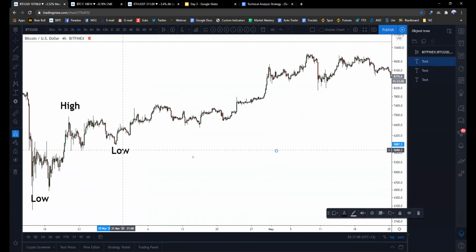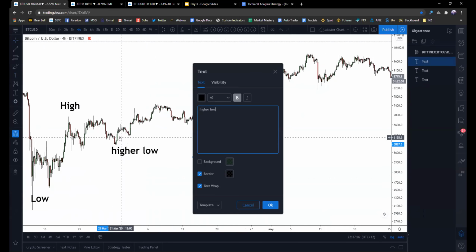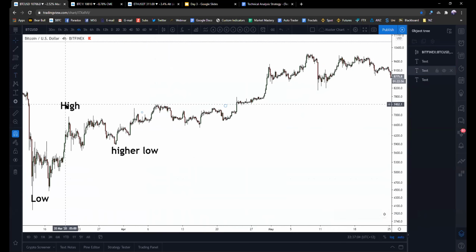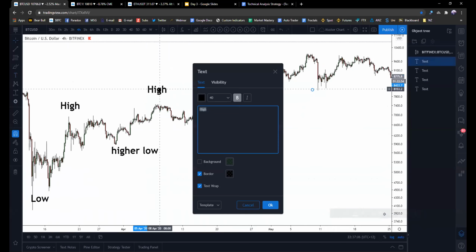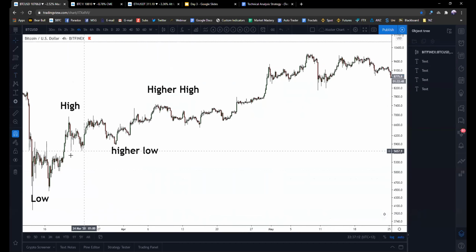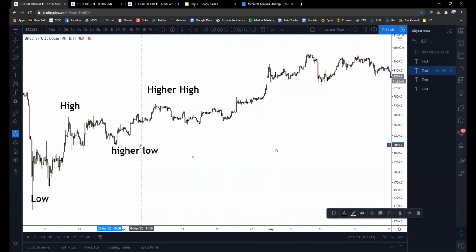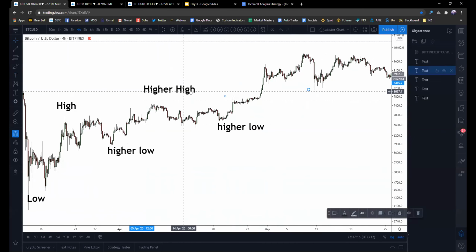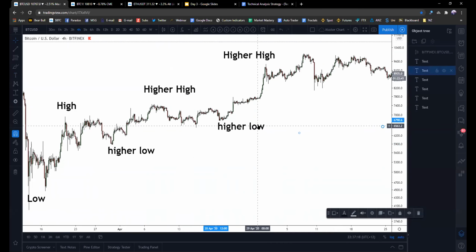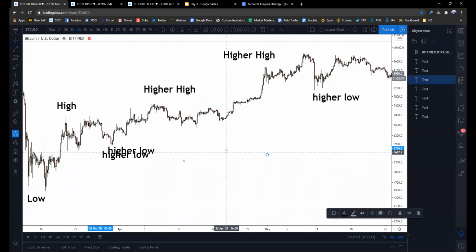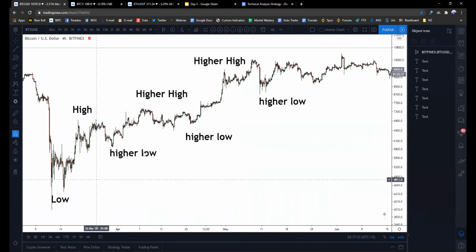We'd call this a higher low, right? And then a higher high. So what we're mentally taking aware of here is that the trend is now up, right? Then we got a higher low again. All right, got a higher high again. So even though we have these pullbacks and the rest of it, the trend is still heading up.